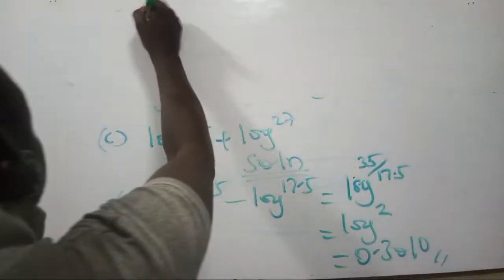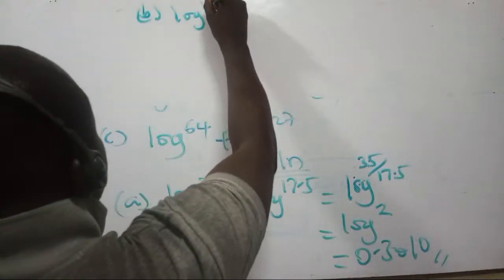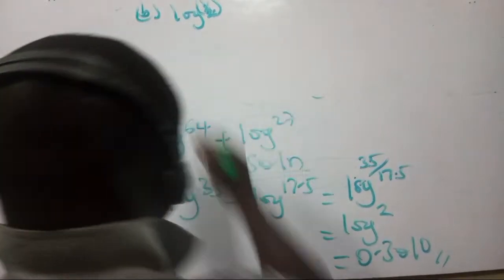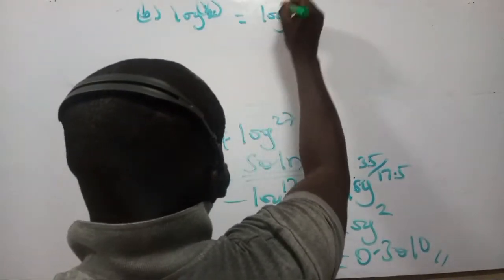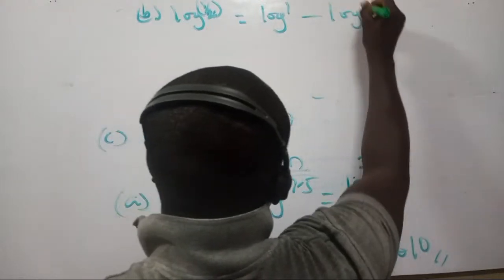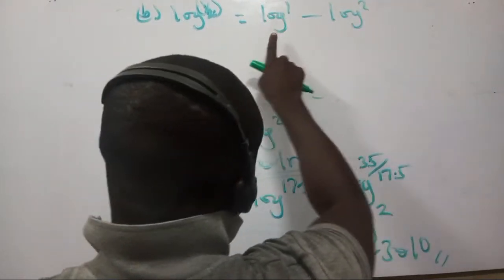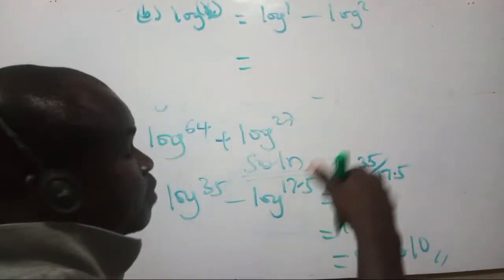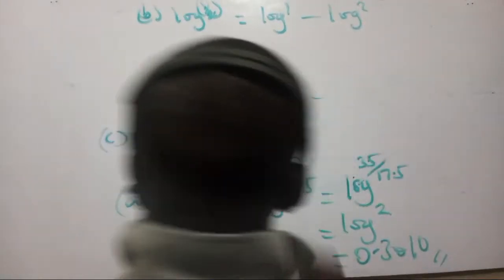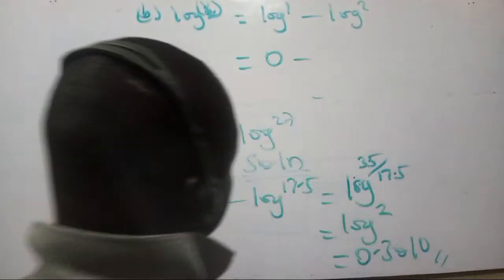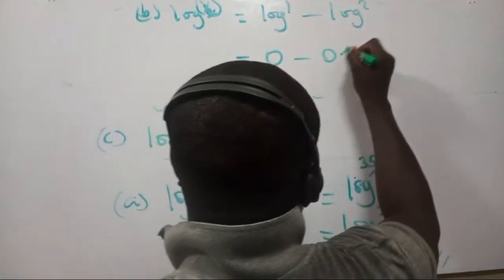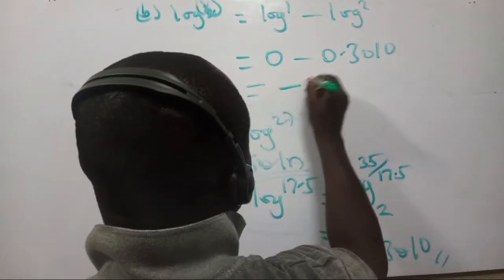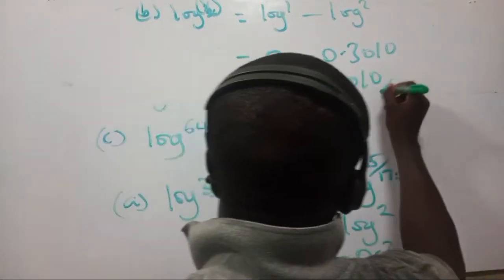The second question, where we are given log half. Of course, we can split this as log 1 minus log 2. That simply means log 1 base 10, log 2 base 10. So what is log 1? From the laws of logarithm, log 1 is equal to 0, minus, what is log 2? Log 2 is given as 0.3010. So 0 minus 0.3010 gives minus 0.3010. And that is the answer.